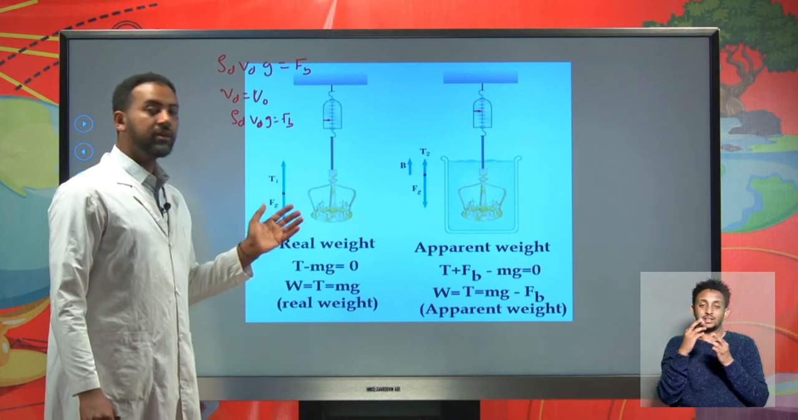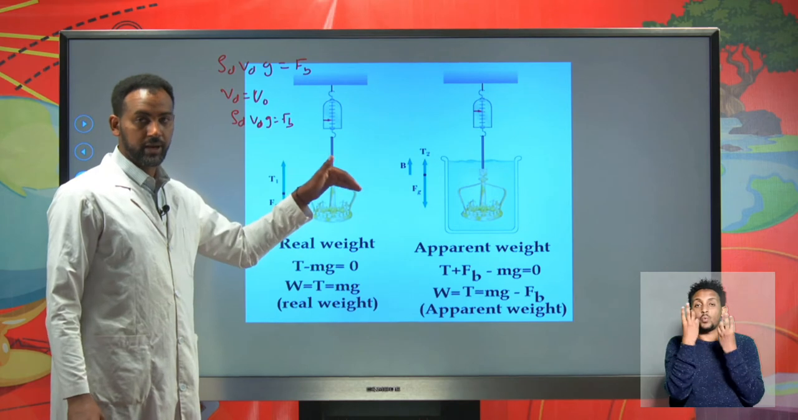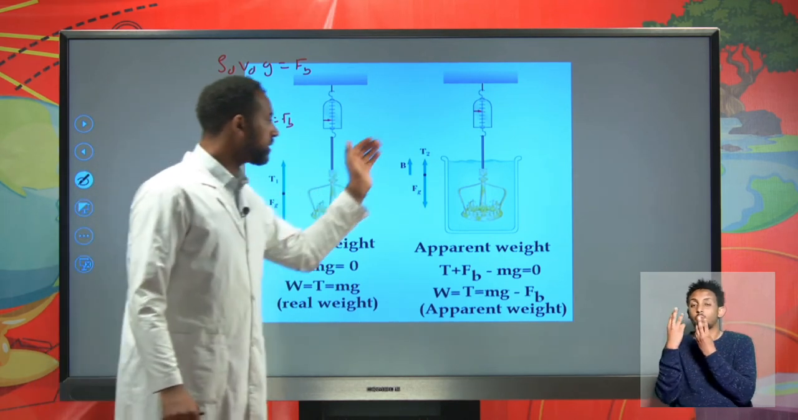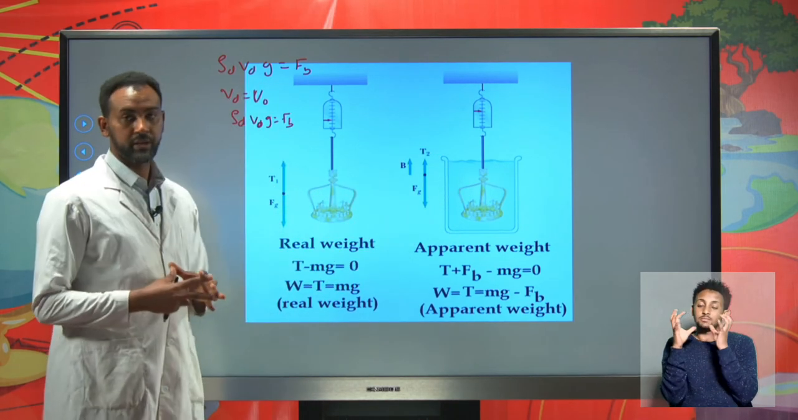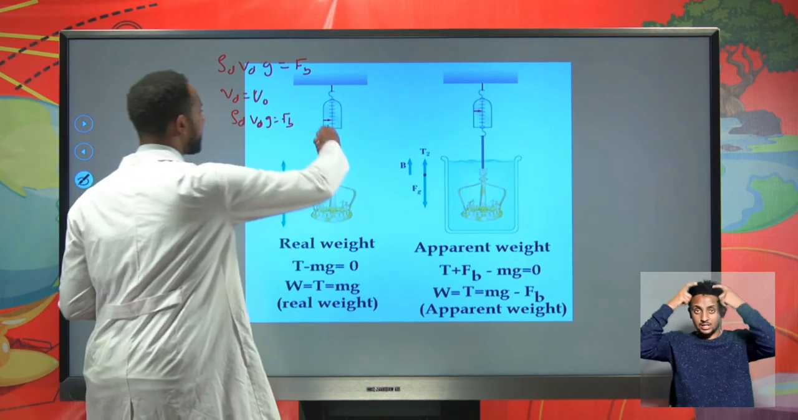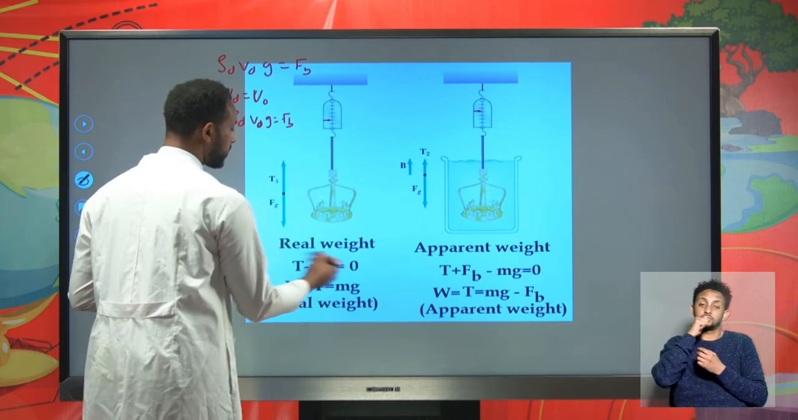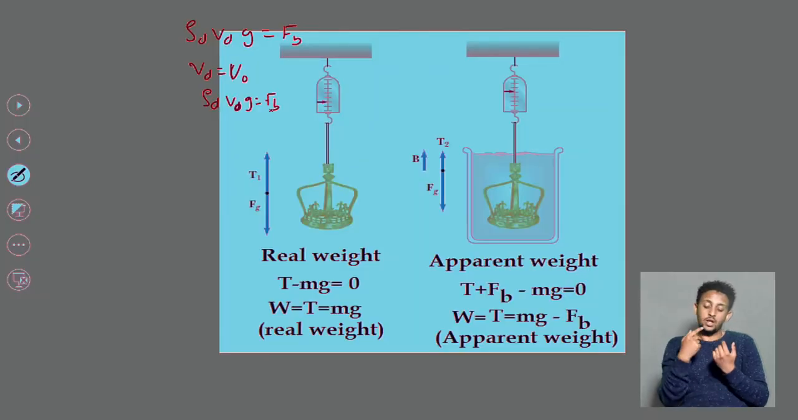Real weight of a given object is measured as the object is measured in air, whereas apparent weight is measured as the object is immersed in a fluid. Suppose you have a crown, and the weight of the crown measured in air is known to be the real weight.